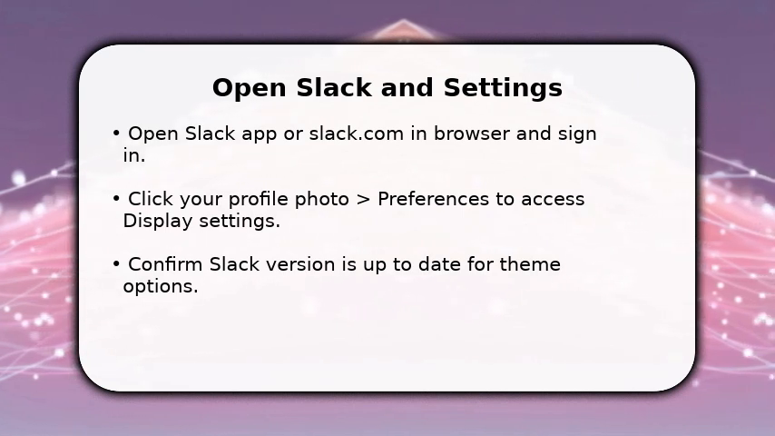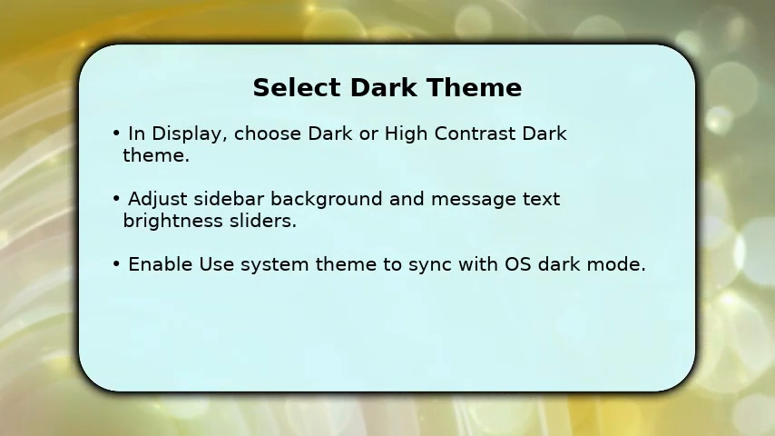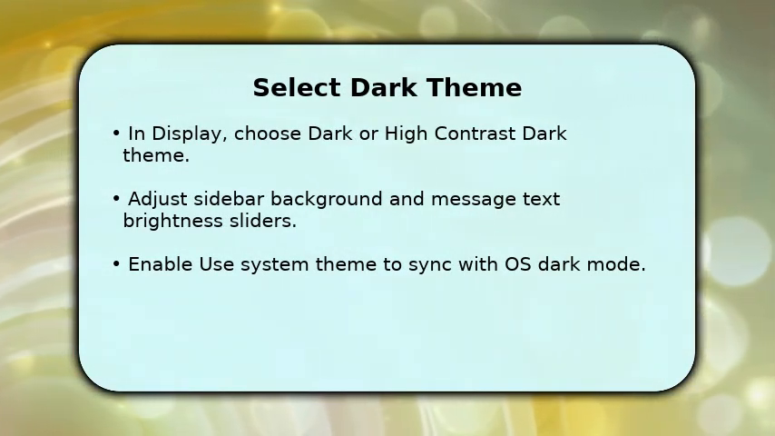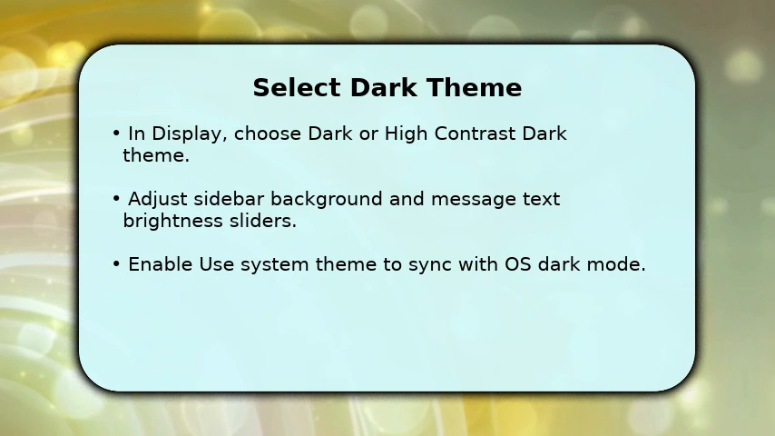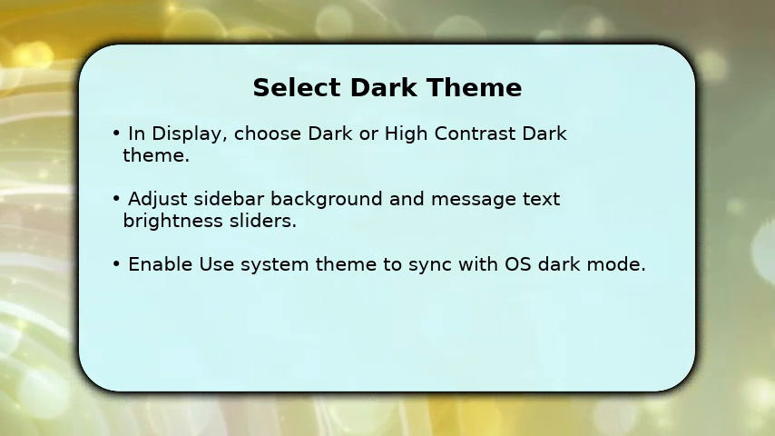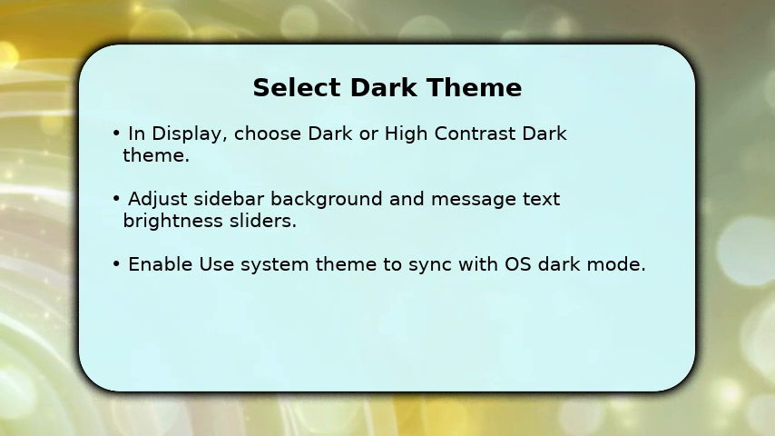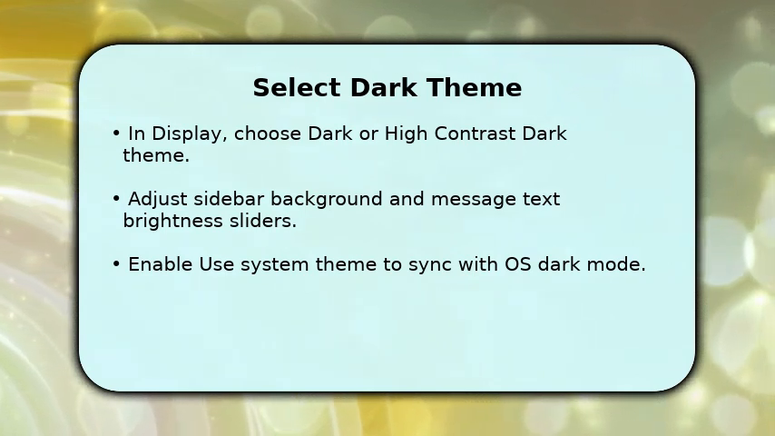You now pick the dark theme. Under Display, select Dark or High Contrast Dark depending on readability needs. Once selected, adjust sidebar background and message text brightness so contrast suits your eyes. Higher contrast helps in bright rooms and lower contrast reduces glare.